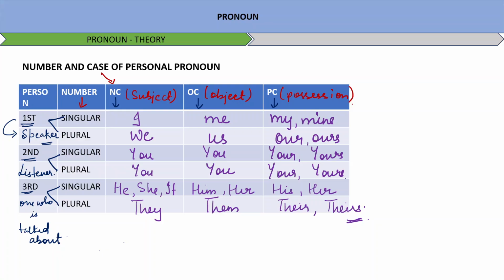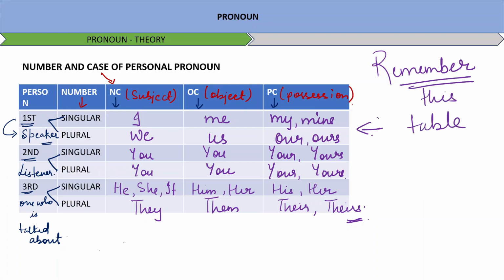Okay, so this is a proper table where you need to know how we are using singular and plural numbers, how we are using cases, and for which person we are using it: first person, second person, third person. So you need to remember this table. I am focusing on this again and again because this is very important. By the time you practice, automatically you will be able to recall this table time and again with the help of practice. Okay. Moving on to the next.